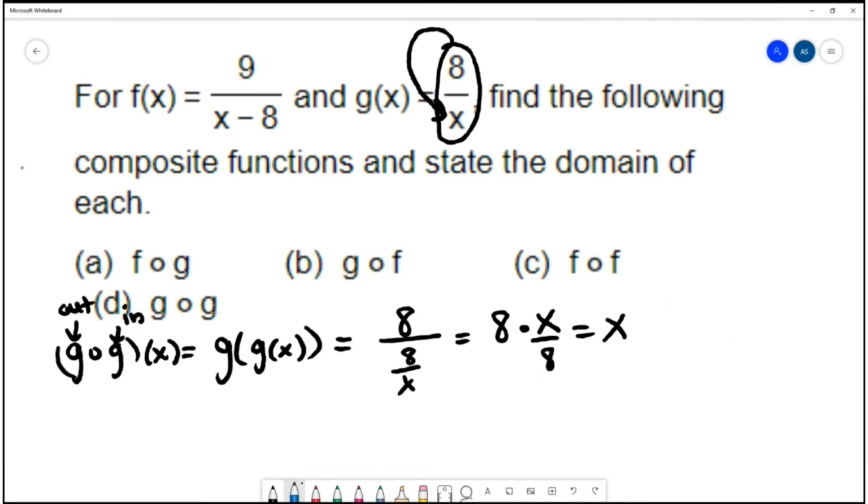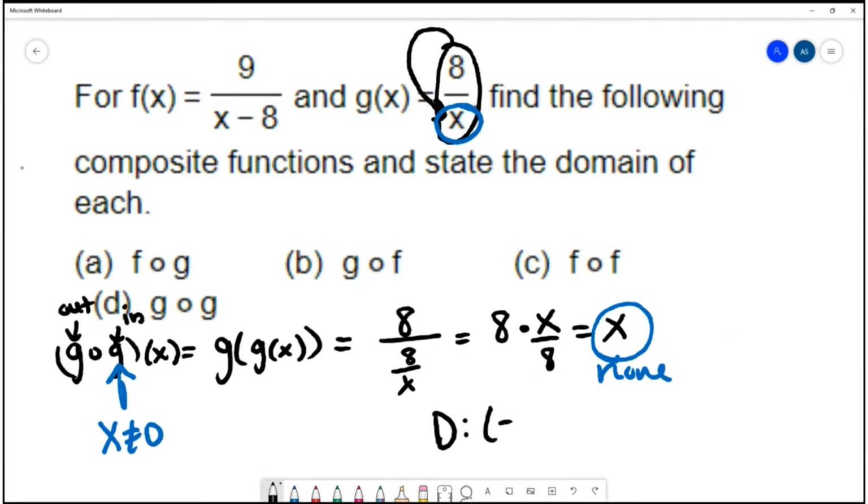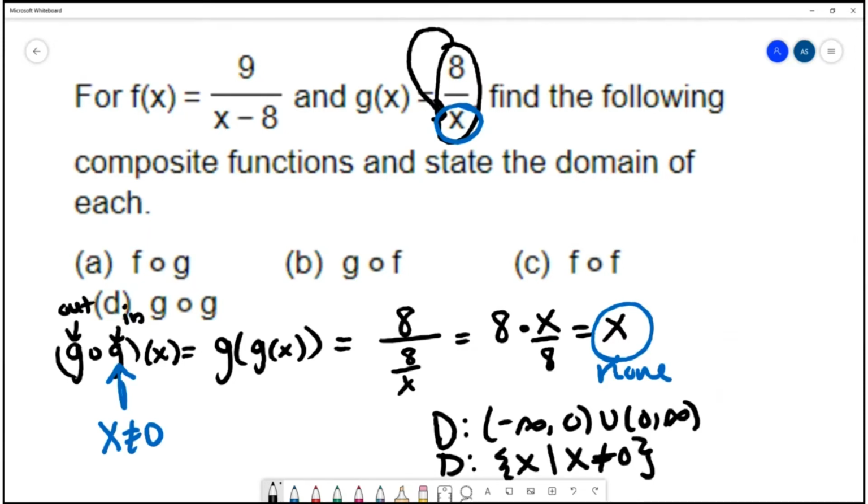We want to take a look at any restrictions from our inside, and the restriction from our inside is 0. And look to see if you have any restrictions with your final expression, and there are none. And so we just have that one restriction. The domain here is negative infinity to 0, union with 0 to infinity, or in set builder notation, x such that x is not equal to 0.